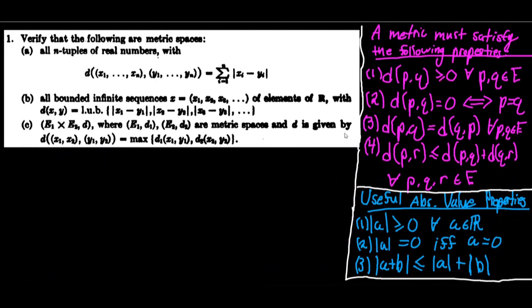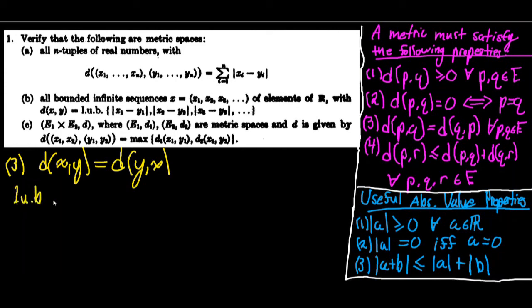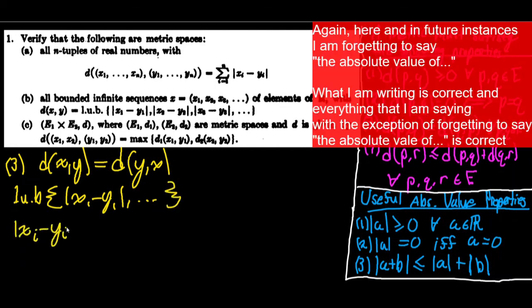Let's clear the board. So for property 3, we want to prove that the distance between x and y is equal to the distance between y and x. So let's do that. The distance between x and y is, like we said, the least upper bound of the set |x1 - y1|, and so on. And we also know the following fact: |xi - yi| = |yi - xi|.